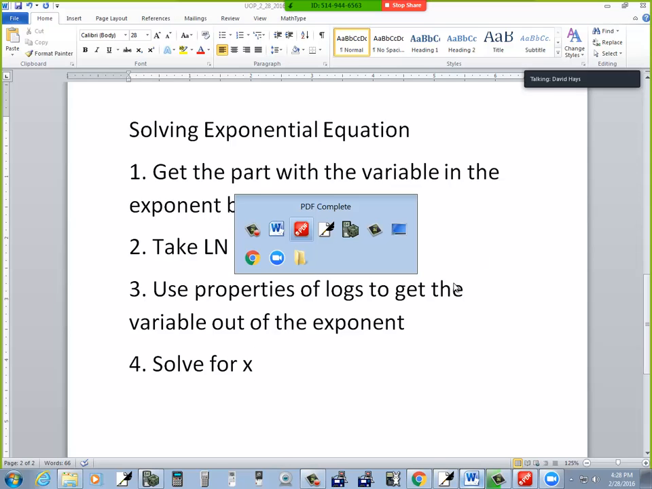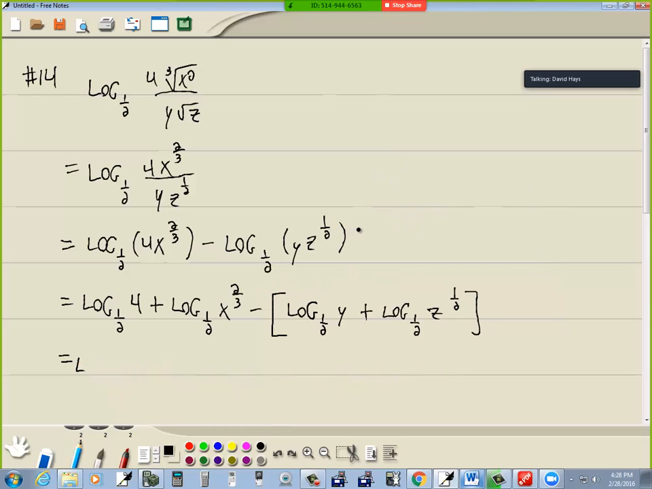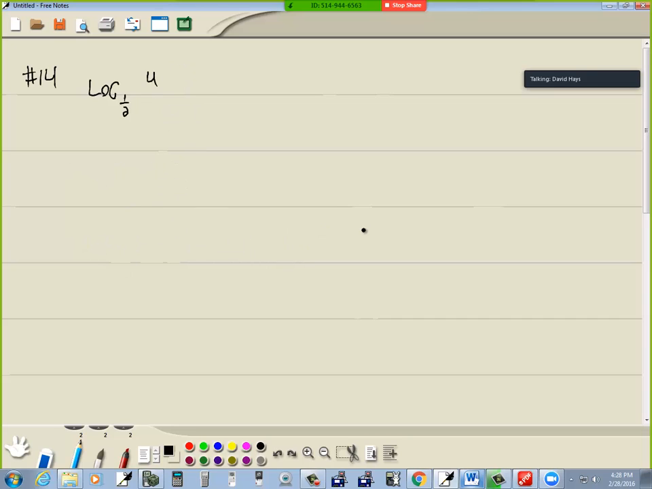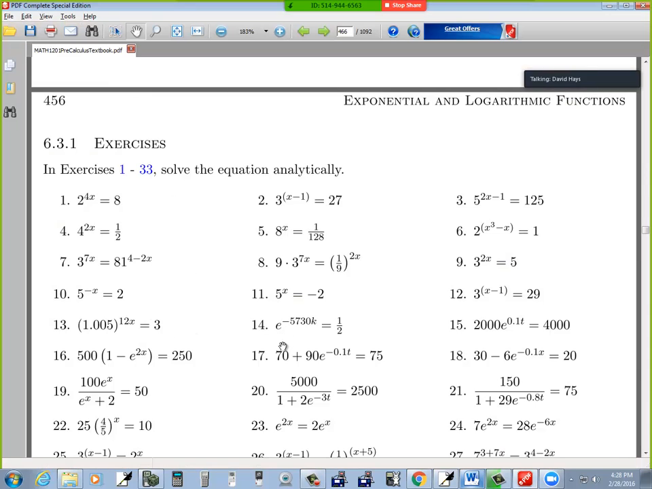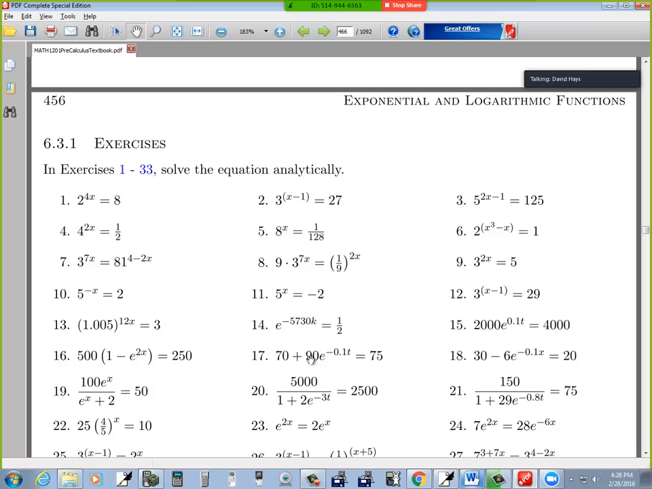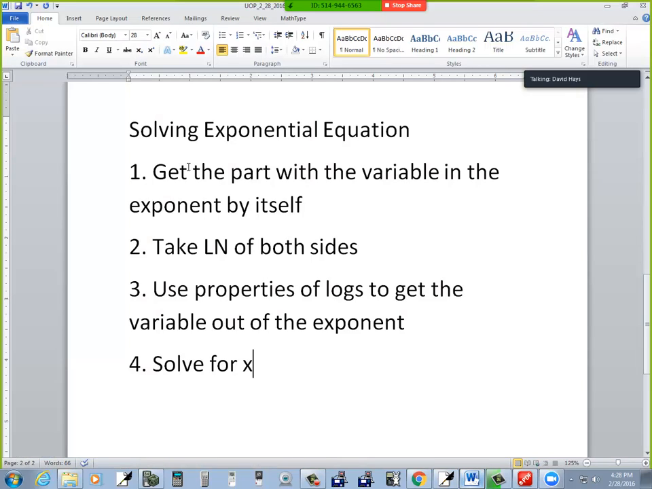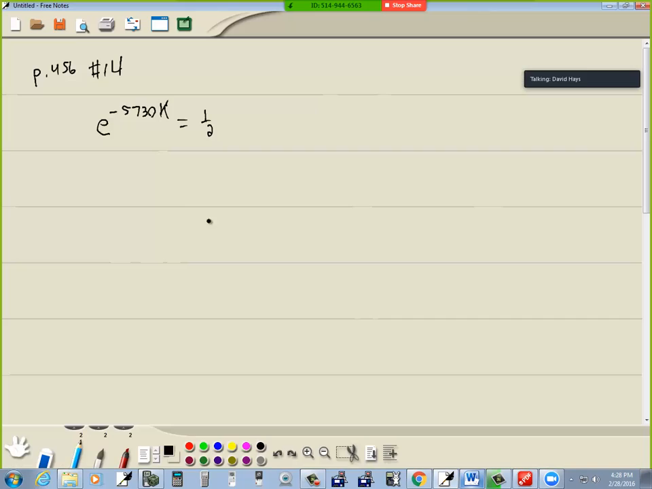So let's apply this to the one in the book. Let me clear this off. Let's see, this is page 456, number 14? Yes. Okay. Number 14, what's that say? e to the negative 5730k is equal to 1/2. Okay, so let's follow our steps. Step 1, get the part with the variable in the exponent by itself. Well, it's by itself. There's nothing in front of it, nothing after it. We just got e to a power.